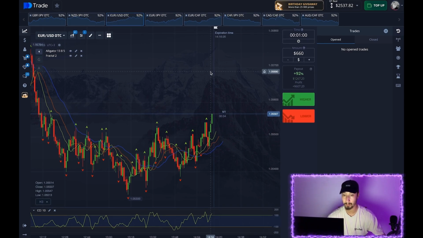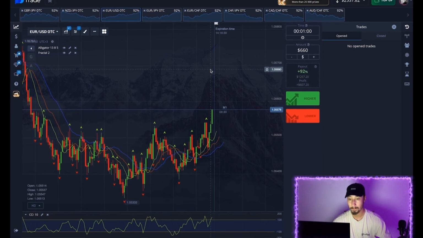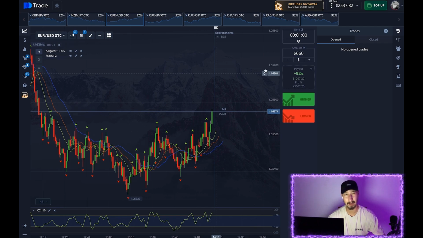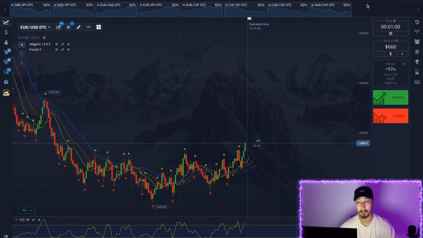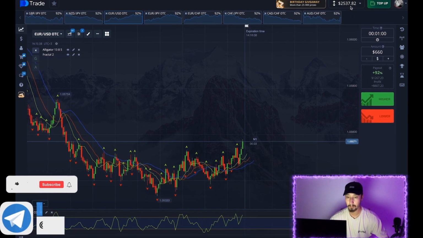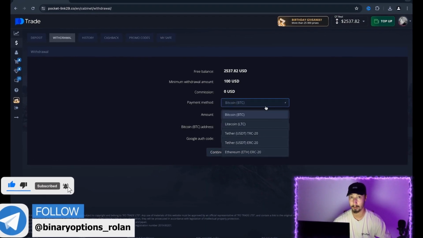Good trading for today. I'm really satisfied with the results. I guess we started with 700, right? And now we have $2,500 on the balance. So let me withdraw it, and then we will move to the second strategy.